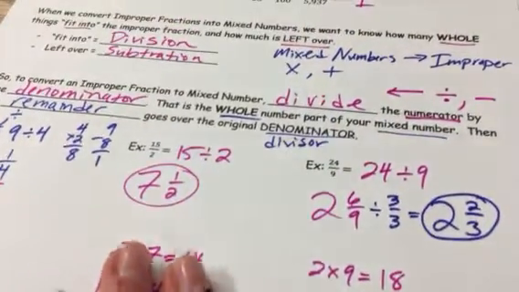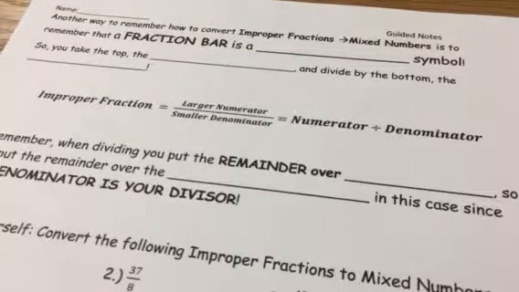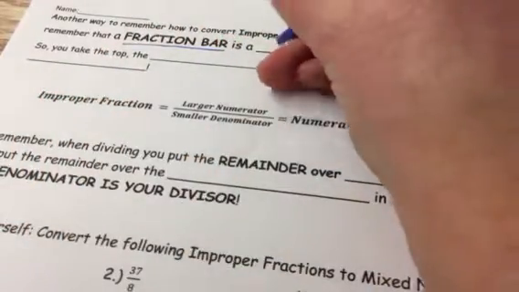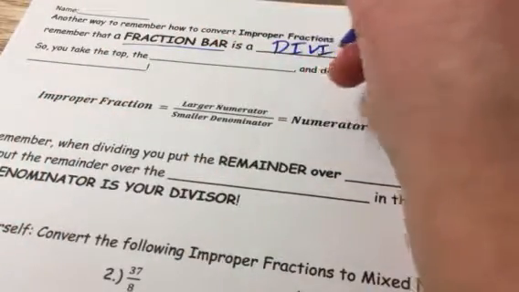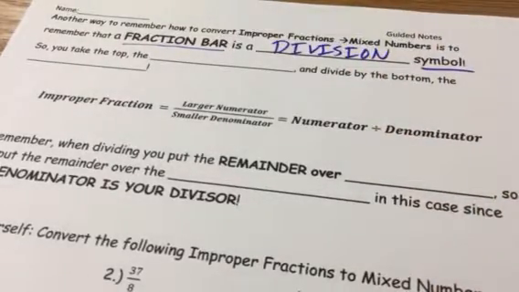Okay, let's take a look at the back side and see another reason why we know we must divide if we are trying to turn an improper fraction into a mixed number. So here's another way we can remember it, that a fraction bar is always a division symbol. That is so critically important.